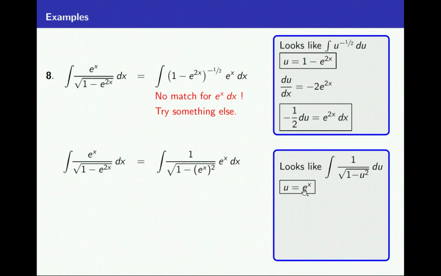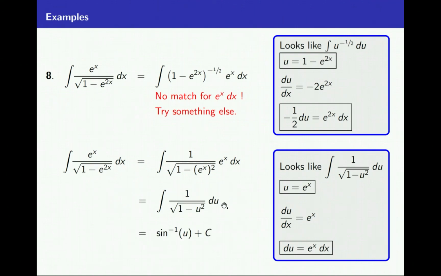Let's let u equal e to the x and follow the consequences of that choice for u. du/dx would be e to the x. So du is e to the x dx. And look at that. It exactly matches what we have here. So we now know that this e to the x dx can be changed into a du. Making these substitutions, the e to the x here changes to a u, and the e to the x dx changes to a du, and we've achieved our simple form.